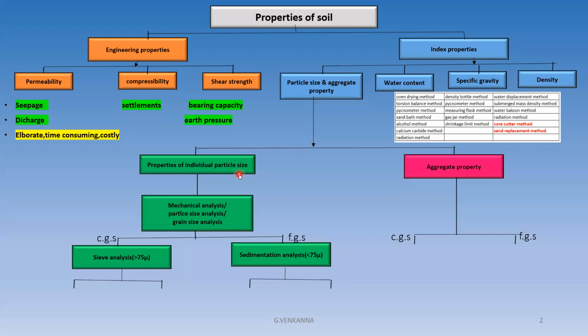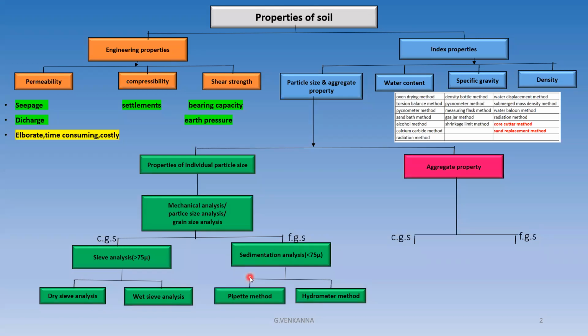Generally, properties of individual particle size are obtained after the soil is disturbed, and we get the particles. After disturbing the soil, we can sieve it through a set of sieves, and finally we get the analysis of the soil. In sieve analysis, there are again two types: dry sieve analysis and wet sieve analysis. In sedimentation analysis, we have the pipette method and hydrometer method. The main discussion in this topic is sieve analysis and sedimentation analysis. These are mainly important in this topic.